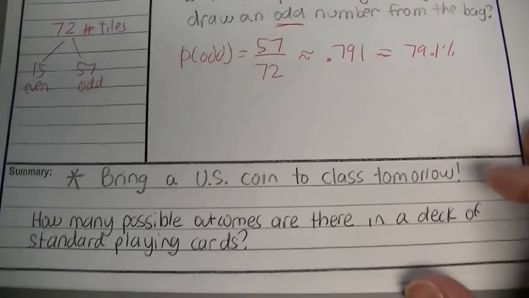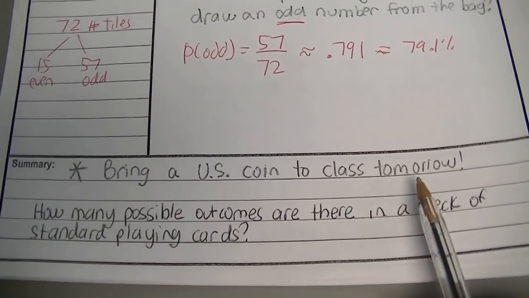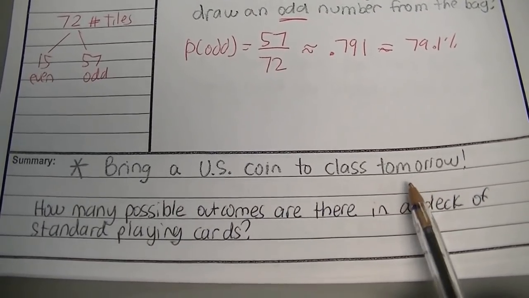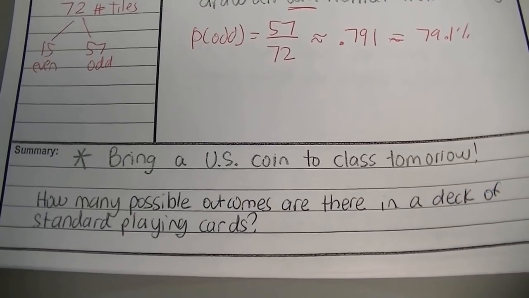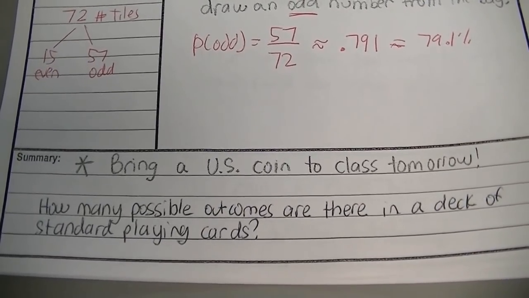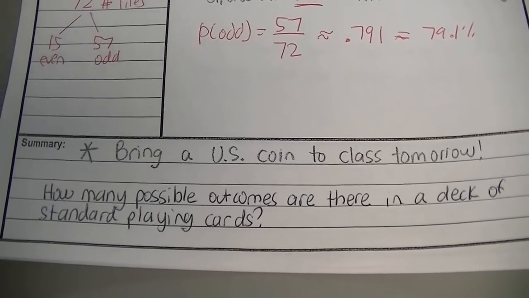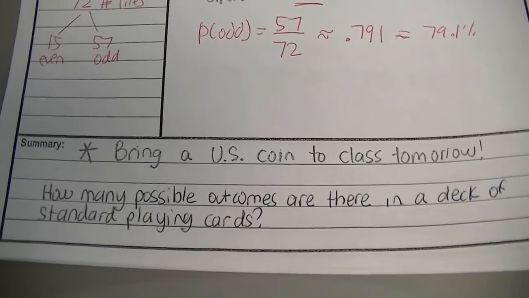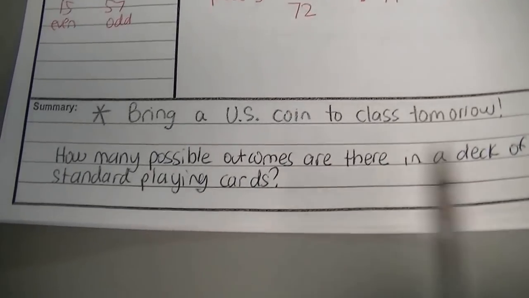For your summary, I want you to make sure you bring a US coin to class tomorrow, because for the next notes we're doing, you're going to need one. Make sure you have one here at school. It doesn't have to be a quarter or anything big and fancy. A penny would work. I just want a US coin because I know they're fair two-sided coins. I don't want any trick coins.